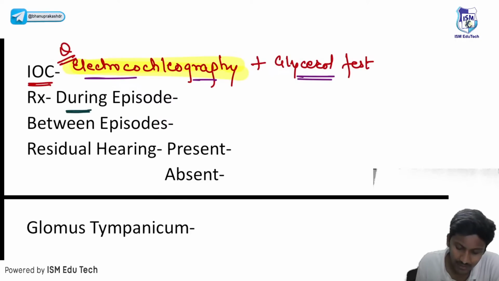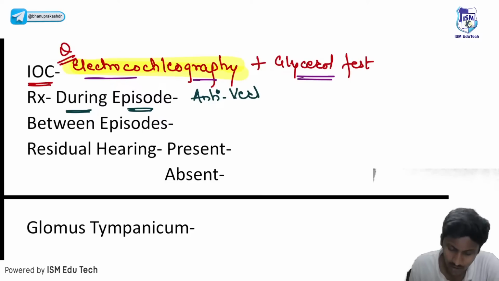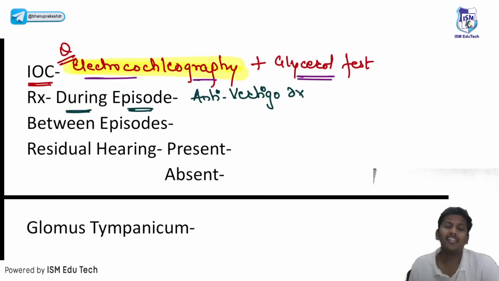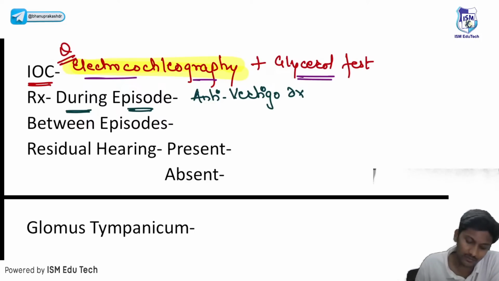If I talk about the treatment, what is the major complaint of the patient? During an episode of Meniere's disease, the major complaint of the patient is vertigo. That's the reason why if a patient comes to you in an episode of Meniere's, you need to give anti-vertigo drugs to the patient. Anti-vertigo drugs usually given can be drugs like prochlorperazine, cinnarizine, all of these drugs.